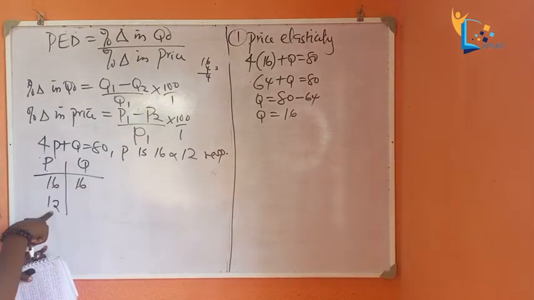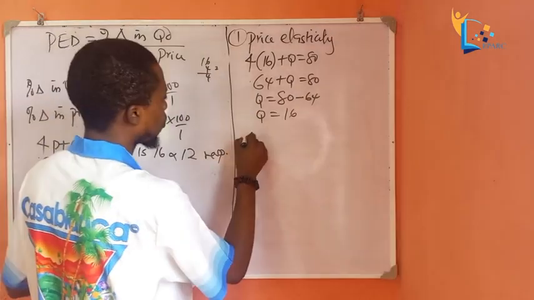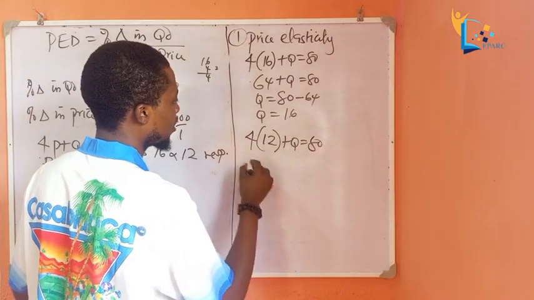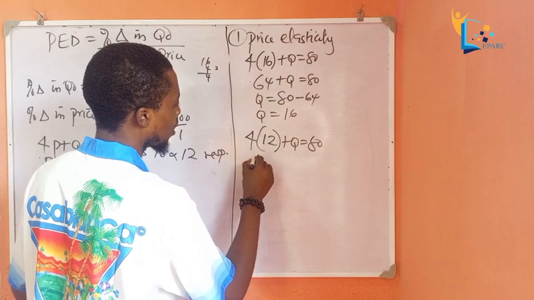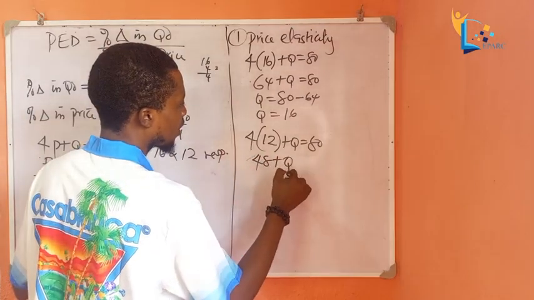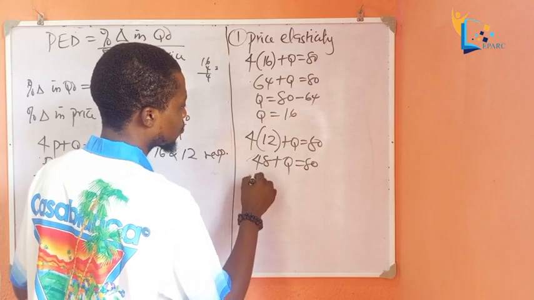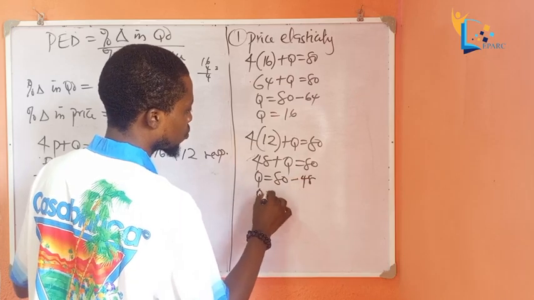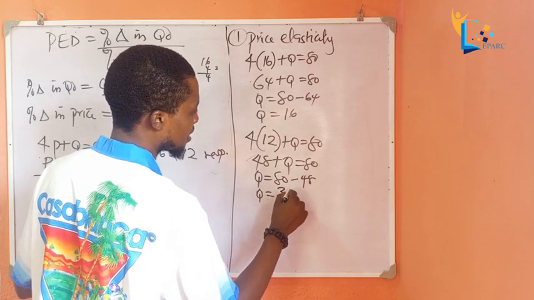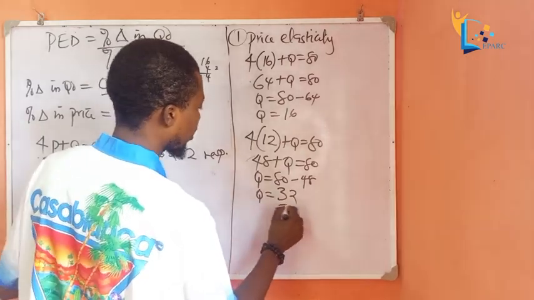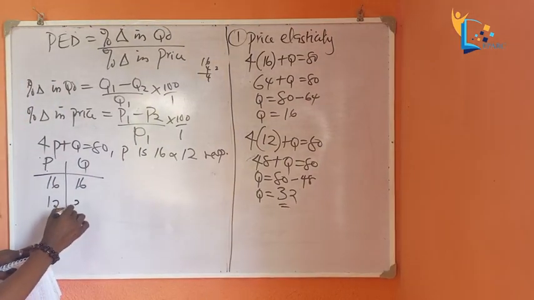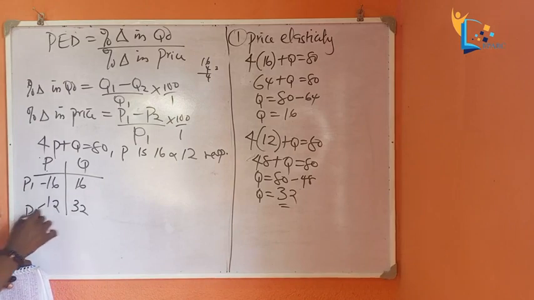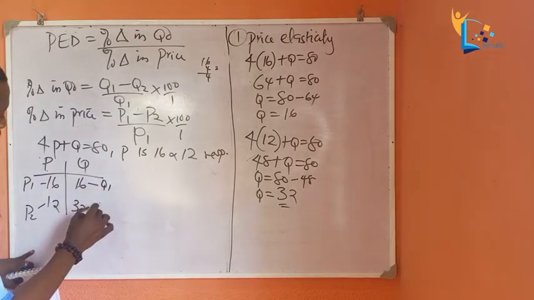So let's look at when price is 12. What is our quantity? So we have 4 times 12 plus Q equal to 80. 4 times 12 will give us 48, plus Q equal to 80. So Q is equal to 80 minus 48, so Q is equal to 32. Are we together? So this is our P1, this is our P2, this is our Q1, this is our Q2.